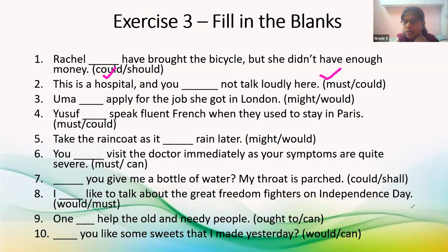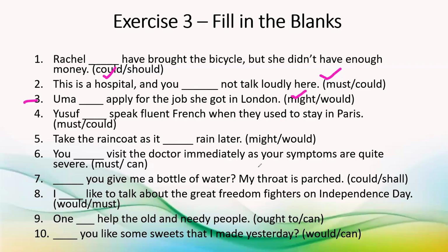Who's available? Sanskriti. Yes, ma'am. Might. That's correct. It's a possibility. Perfect. Next one. Yusuf dash speak fluent French when they used to stay in Paris.